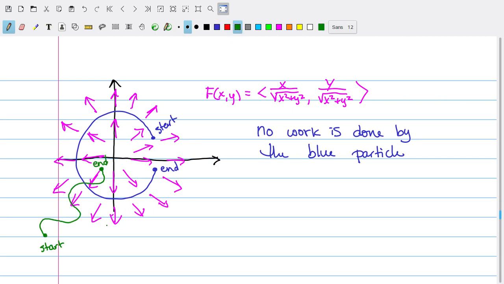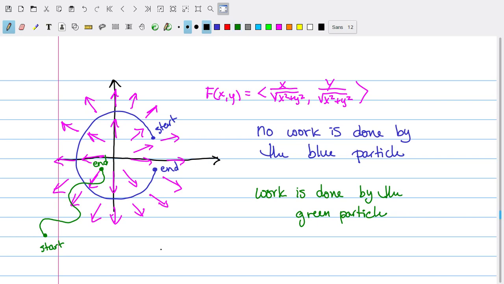However, if I look at the trajectory of this green particle from its beginning to its end, at some point it is actually opposing the local force field. It's going against it, and so work is being done. To figure out how much work is done, I want to figure out the component of the local force field in the direction that the particle is moving at any particular point in time. And that's exactly done by using the dot product.